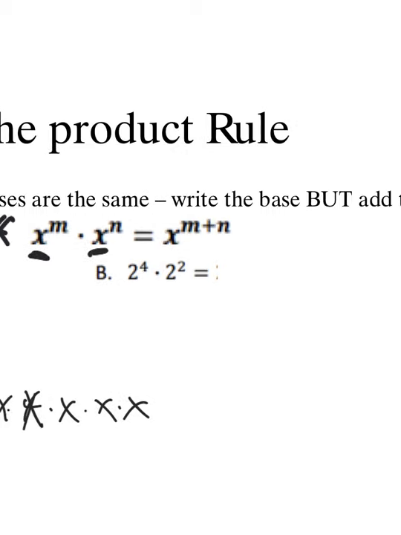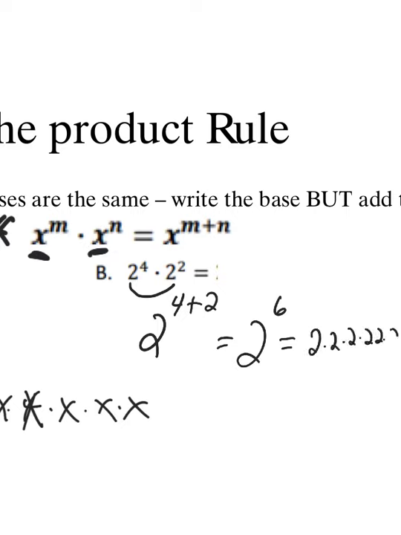Looking at B, this one's a little different because you have 2 raised to the power of 4 times 2 raised to the power of 2. They have matching bases. Add the exponents. 2 to the 6th power. Because you know what it means when you raise something to the 6th power, you could actually simplify this further. Multiply 2 by itself 6 times. 2 times 2 is 4, times 2 is 8, times 2 is 16, times 2 is 32, times 2 is 64.